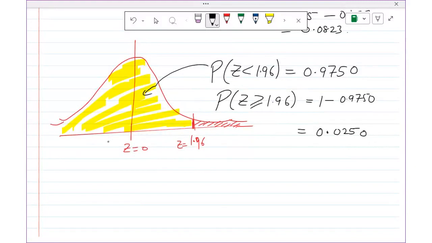In this way, if you are given the second table value, you will be given the probability between 0 and 1.96. Because you know the whole right side has area half, from half you will subtract this shaded area between 0 and 1.96. You will get the right side area, that is, the probability of Z greater than 1.96.